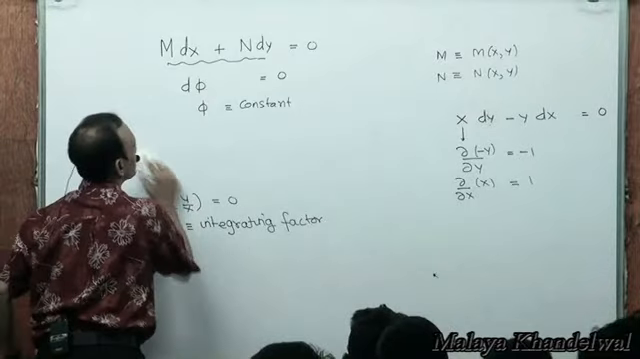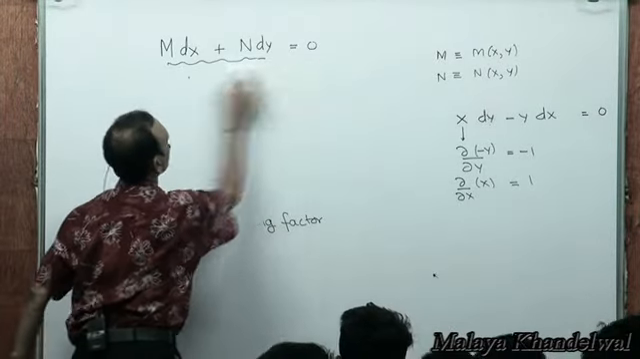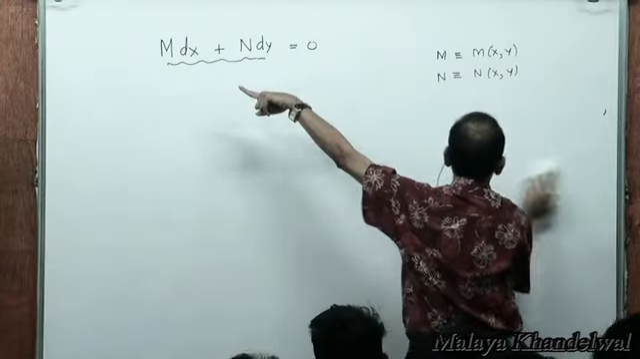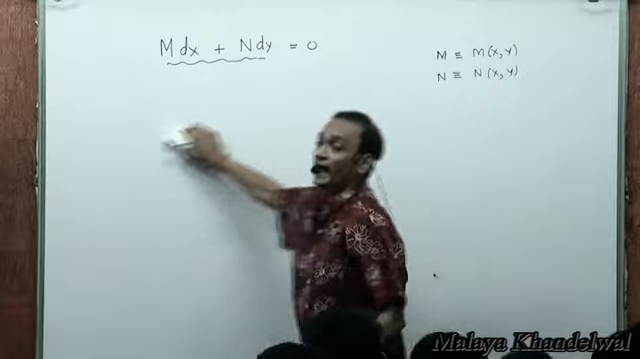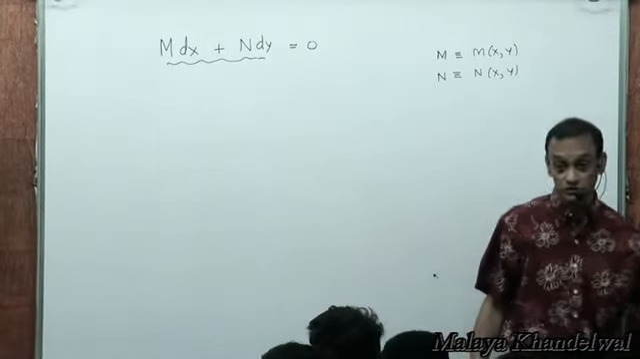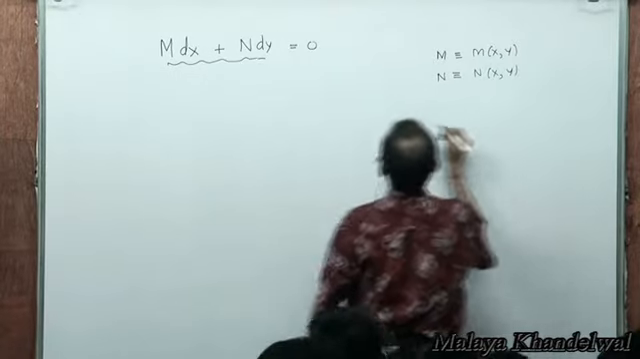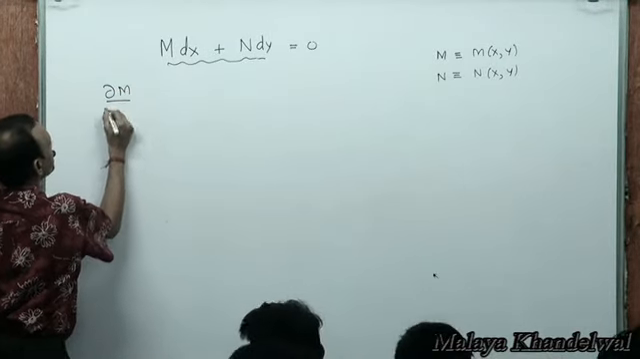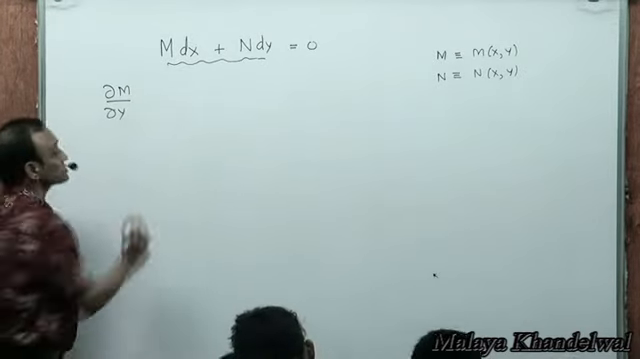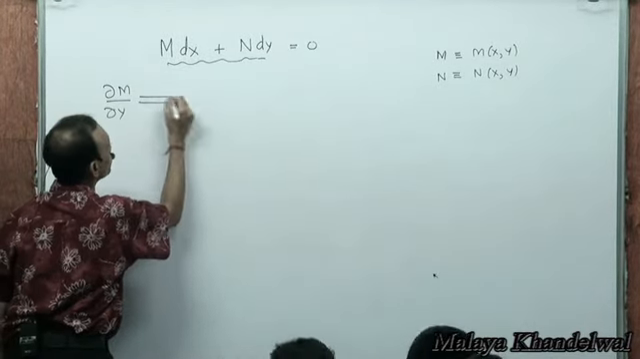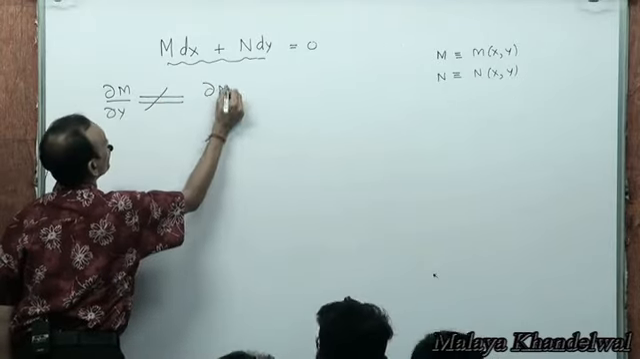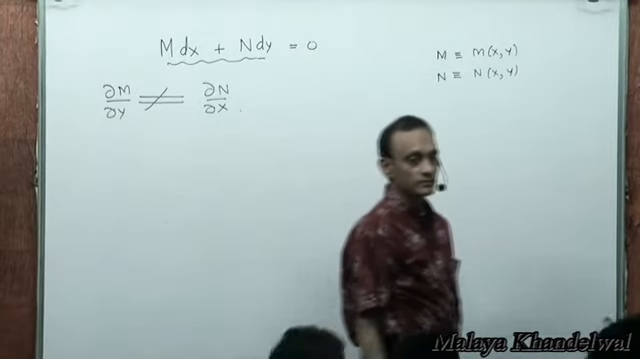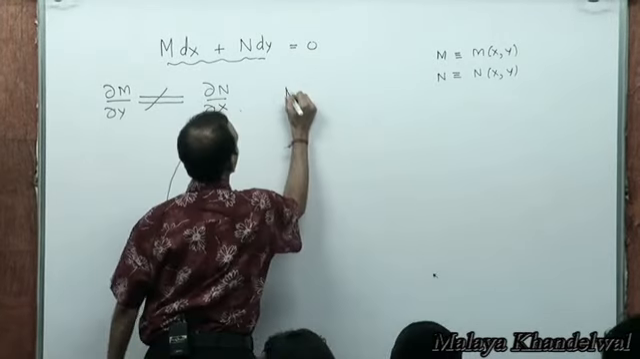So now, this time I'm talking of again a first order differential equation where M and N are functions of x and y, and it's not an exact differential. If it's not an exact differential, it means what? I'm talking of a situation where dou M dou y, differentiating M with respect to y, keeping x constant, is not equal to dou N dou x.